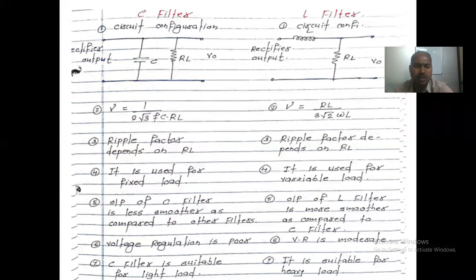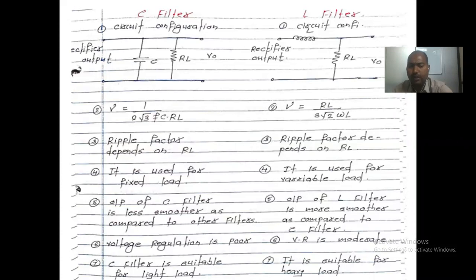Again, the formula for the C type of filter is r equals 1 by 2 root 3 f C RL. This is the formula for the capacitor type of filter. Now for the L type of filter, the formula is RL divided by 3 root 2 omega L. This is the formula for the calculation of the ripple factor of the L type of filter. Now see, the ripple factor depends on RL.